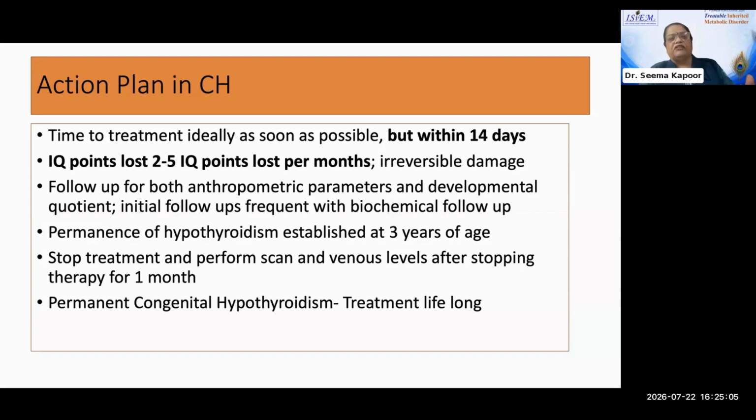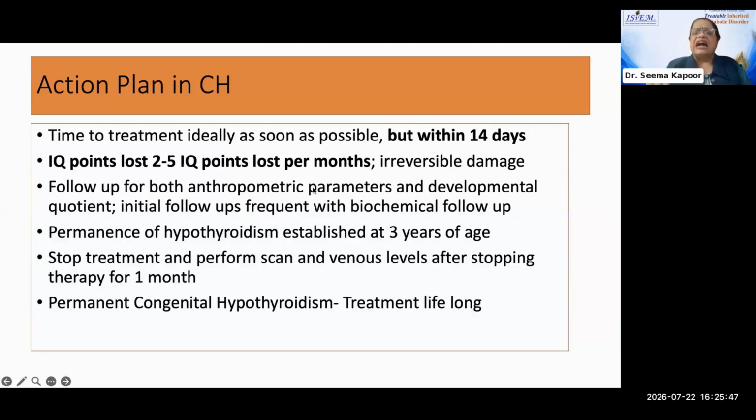You can do the test, you can do the retest, you can do a venous sample, you can do the ultrasound, you can also do the technetium scan, barring 80 plus babies. What is the biggest disaster here? Every month, if you do not treat hypothyroidism, a baby loses 2 to 5 IQ points. And this is irreversible. Even if you start L-thyroxine, it will not get reversed. You have to follow up for anthropometric parameters, developmental quotient, and biochemical follow-up.